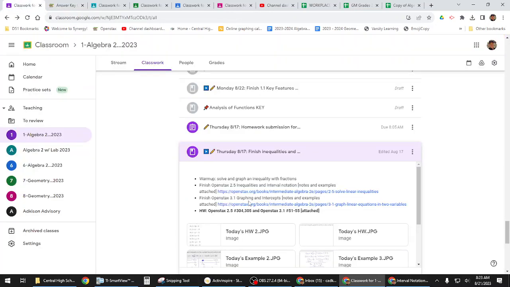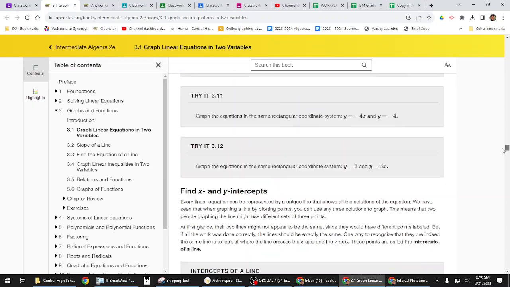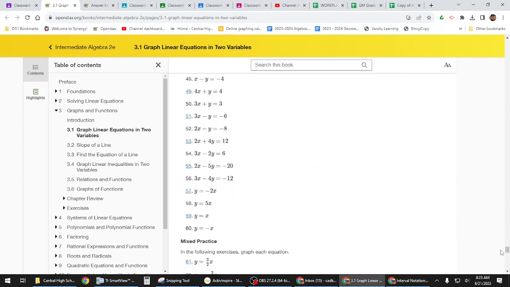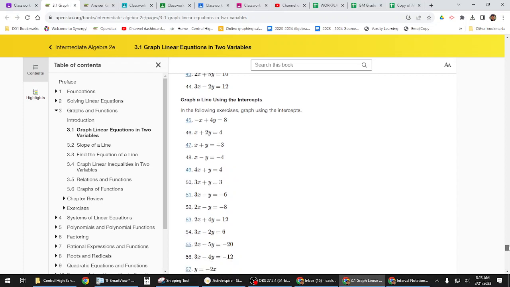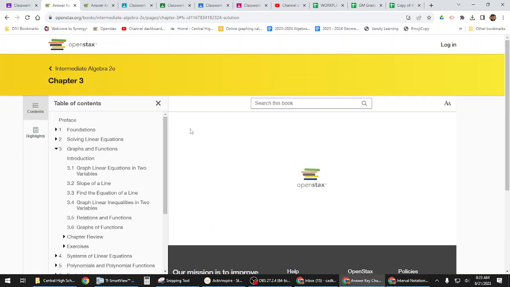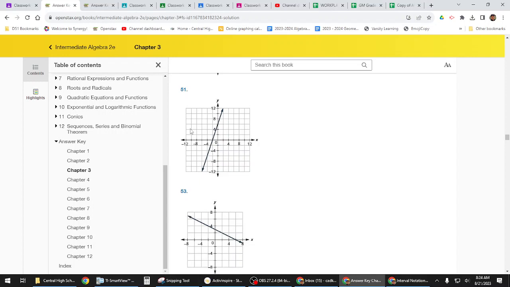Then 3.1 was just intercept stuff. We'll check the odds starting at 51. Directions on this said in the following exercises, graph using intercepts. So basically find them and then use those two points, connect the dots, etc. So set each one equal to 0, solve for the other. So there's your graph for 51. Intercepts were for the x-intercept, negative 2, 0. And for the y-intercept was 0, 6.